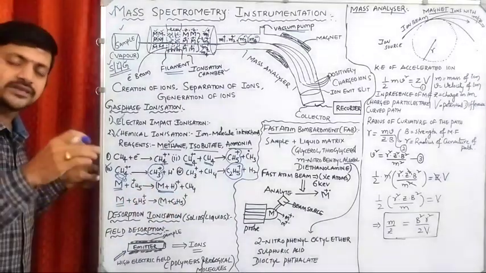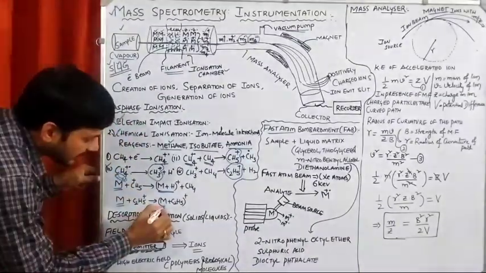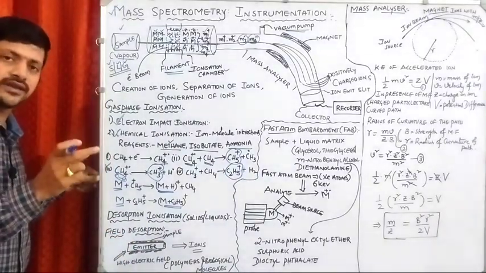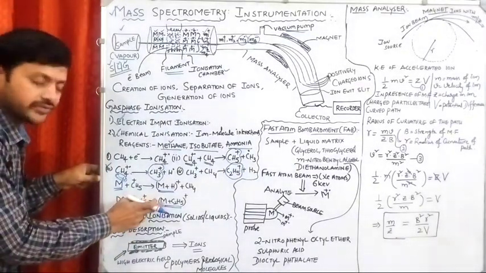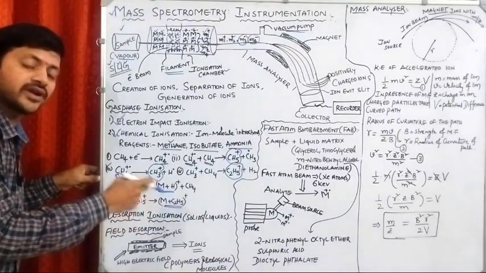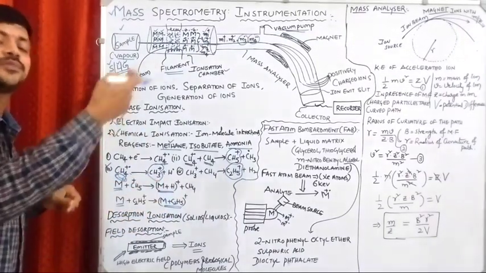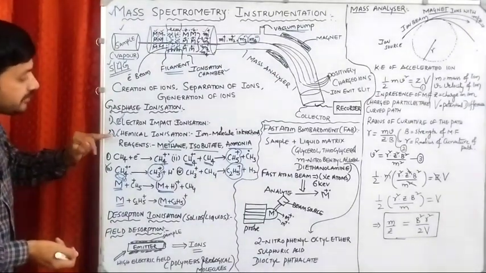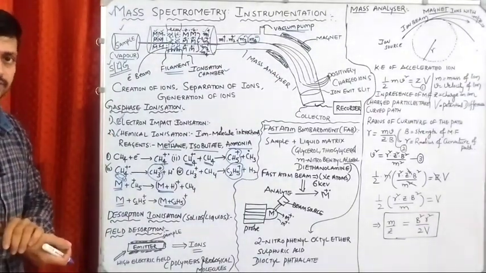M plus H peak means M plus 1 peak, M plus C2H5 peak. C2H5 means 29. So whatever the molecular weight we are having, to that molecular weight we need to add 29. That peak can also appear in the spectra. In this way, the chemical ionization technique takes place.